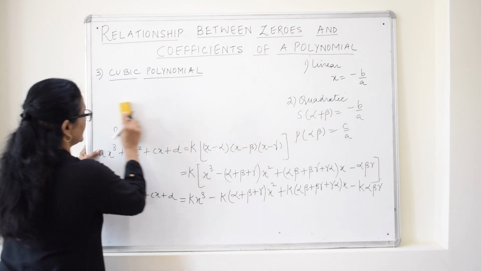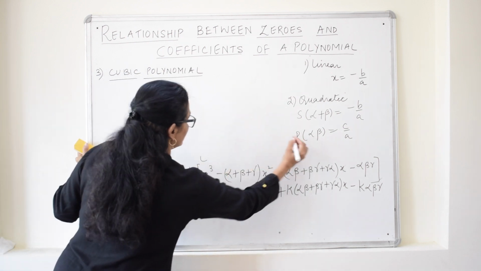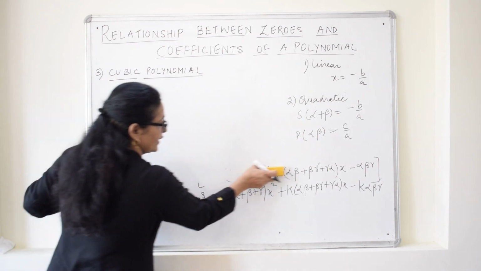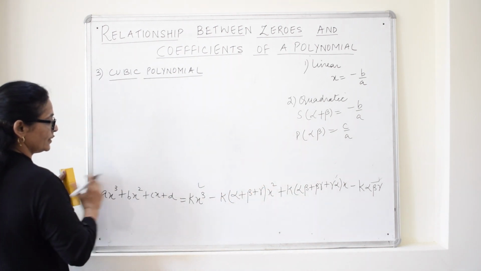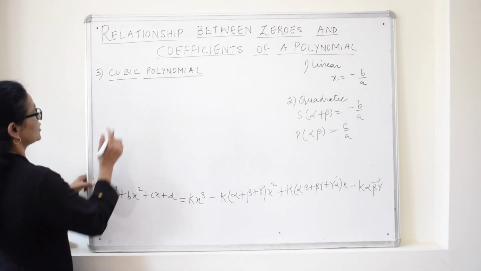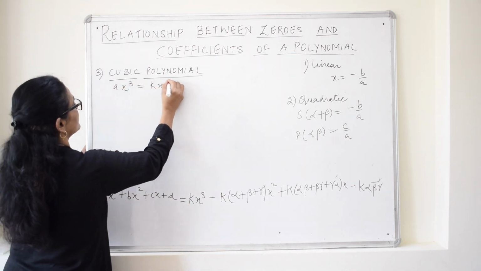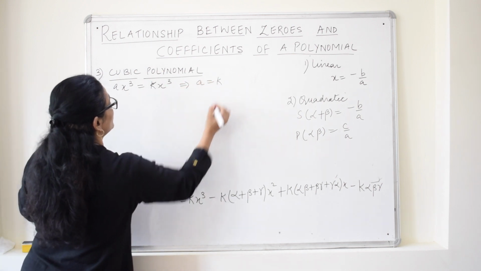So now let's equate one by one all the terms. First term is ax cube. That ax cube is equal to kx cube. So this will give a is equal to k.